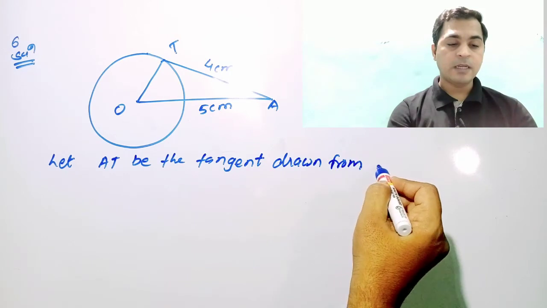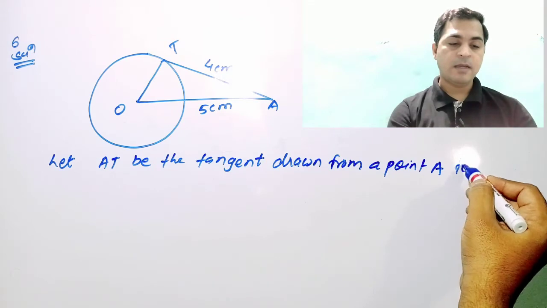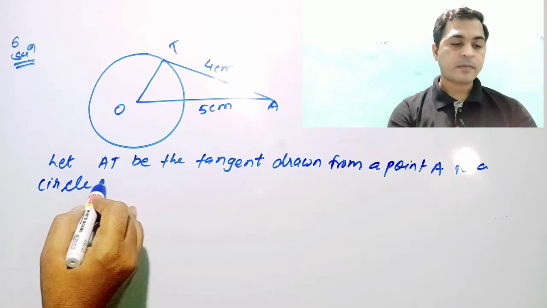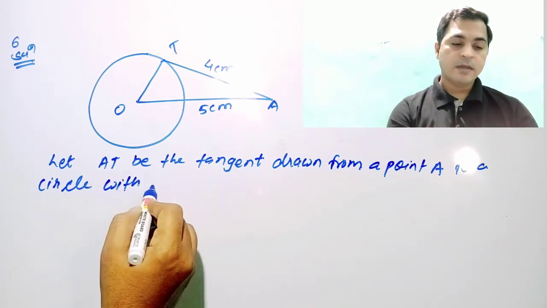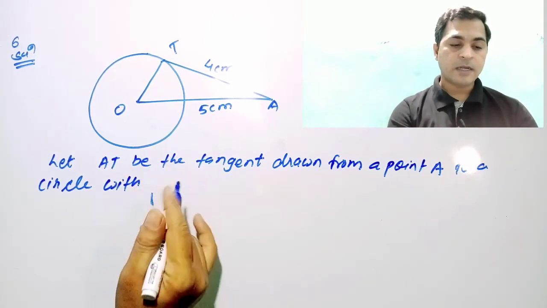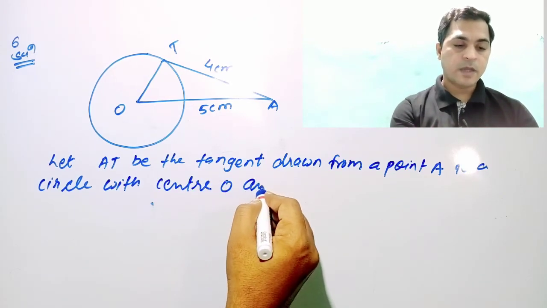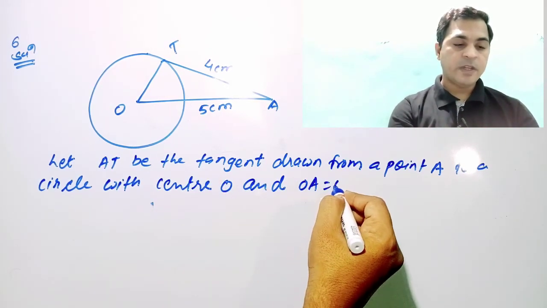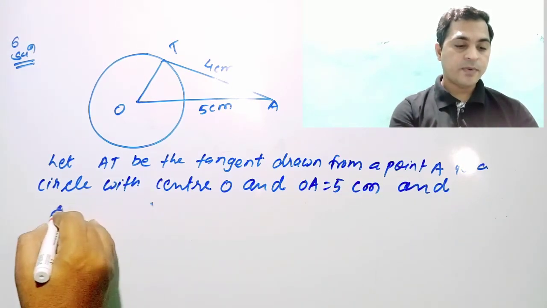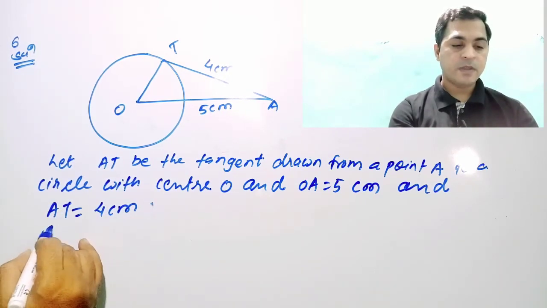So AT is the tangent drawn from a point A to a circle with center O. What is the center of this circle? The center of the circle is O. And OA is equal to what? 5 centimeter, and the value of AT is 4 centimeter, right students?